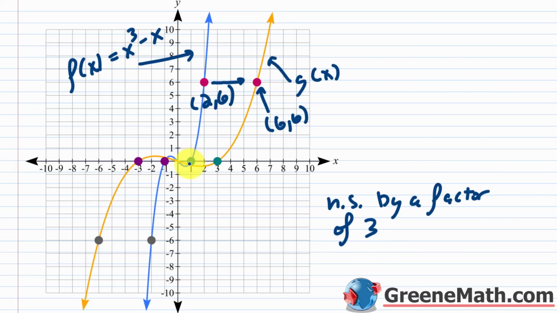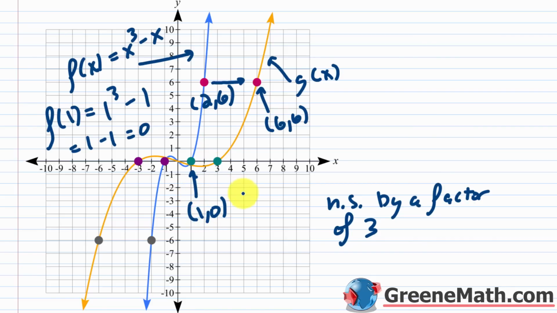Let's look at this point and this point. Here you plug in a 1 and you get a 0. In other words, f of 1 is equal to 1 cubed minus 1. 1 cubed is, of course, 1, so you get 1 minus 1, which is 0. Over here, you see that you get 3 comma 0. So again, the x value has been multiplied by 3 to get the same y value. This right here is 1 comma 0, and this right here is 3 comma 0.